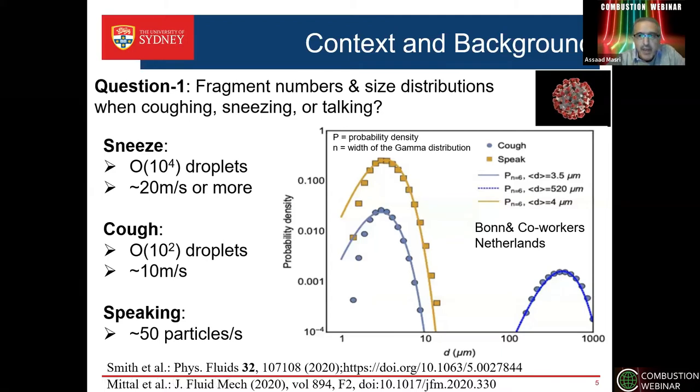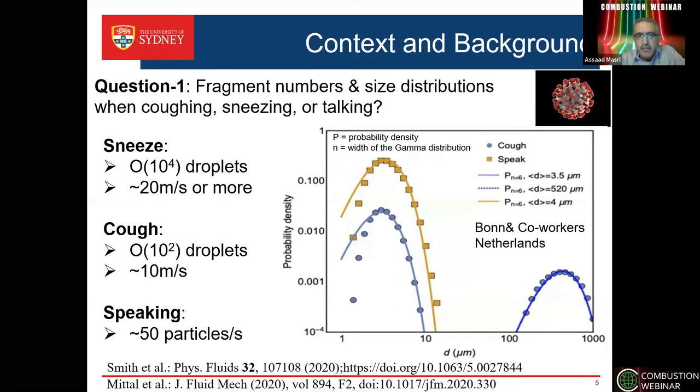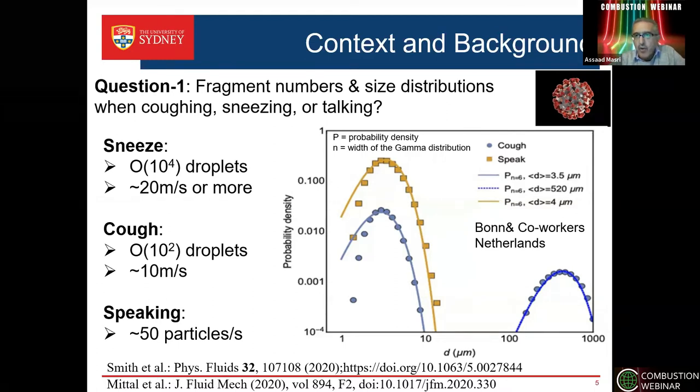Now, when people are speaking, as I'm doing now, I'm spewing at about 50 particles per second. And these particles are fairly tiny particles. And that's given by the yellow curve here. So the yellow distribution here is showing that these particles are about 3 microns on the mean, again, given a gamma distribution. And these particles are the ones that remain suspended in the air for quite a while.